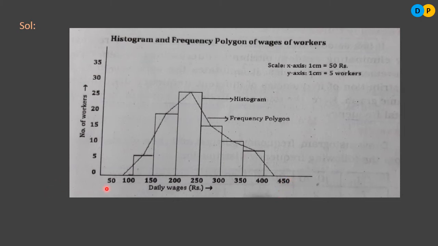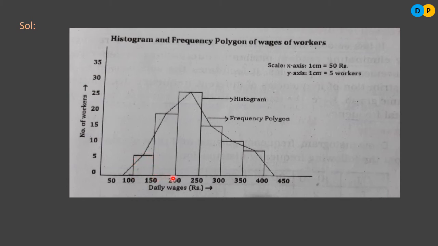Next, the first class interval is 100 to 150. For 100 to 150, I need to erect the rectangular bar because it is a histogram. First, we need to draw the histogram. What is the number of workers? The number of workers is 7. So here I will be drawing the first rectangular bar.